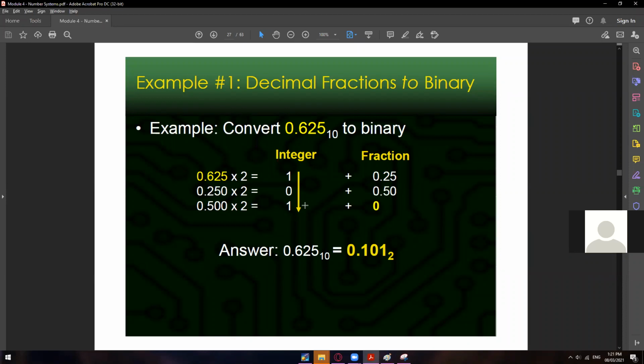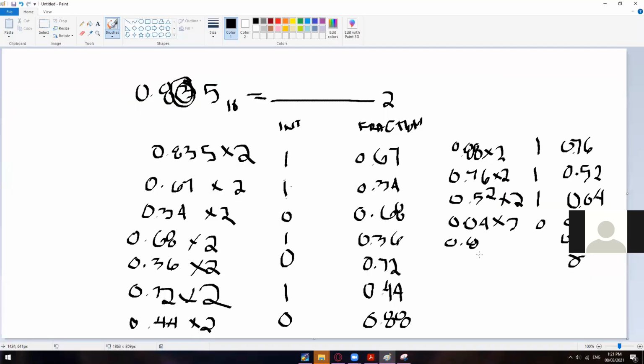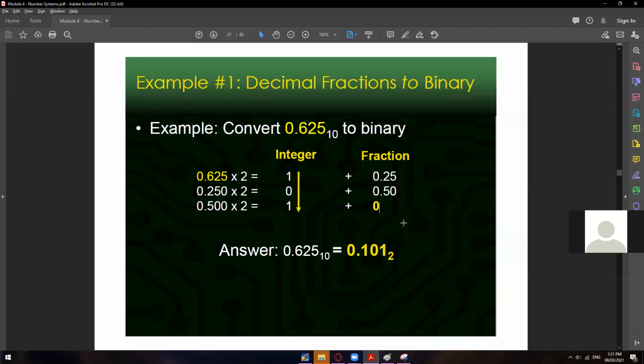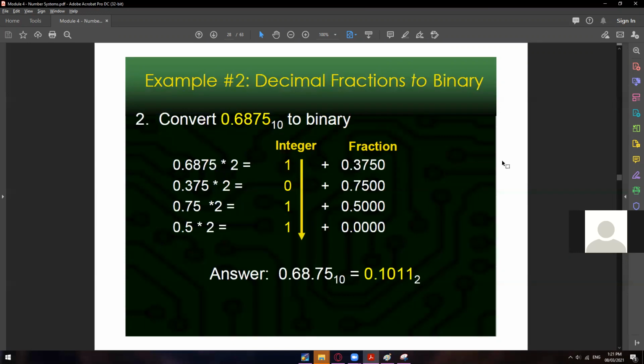All right. Even though we weren't able to get the answer for this one, I hope that you guys get the idea on how to convert a decimal fraction into any base. Are we clear so far? All right, let's have another example.